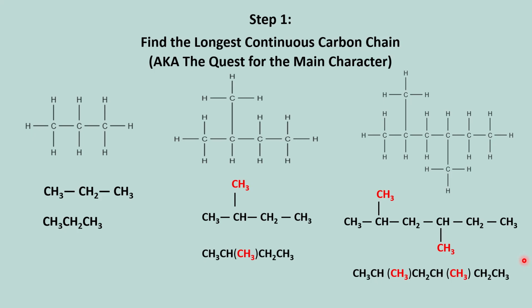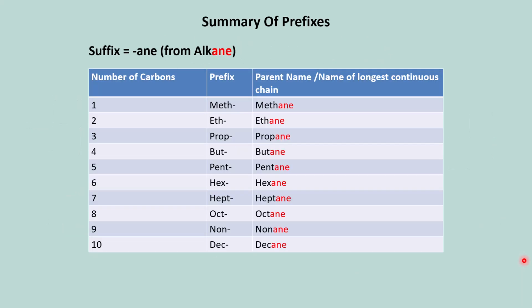Let's summarize what we've done so far. This table gives us a summary of all the prefixes depending on the number of carbons in the longest continuous chain. If the number of carbons we have found is only 1, then the prefix will be meth. And that means that the parent chain will be methane.